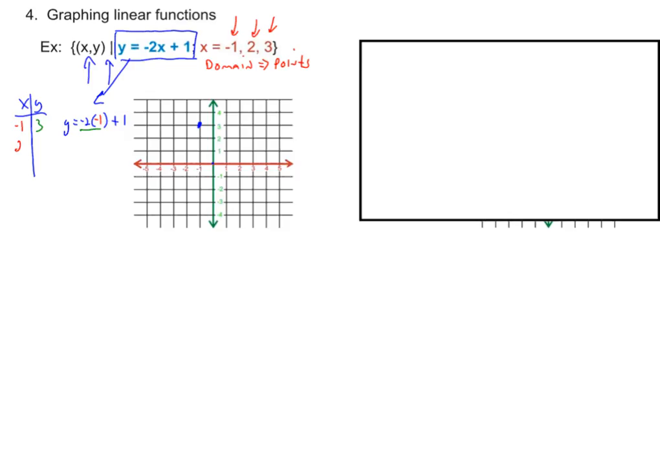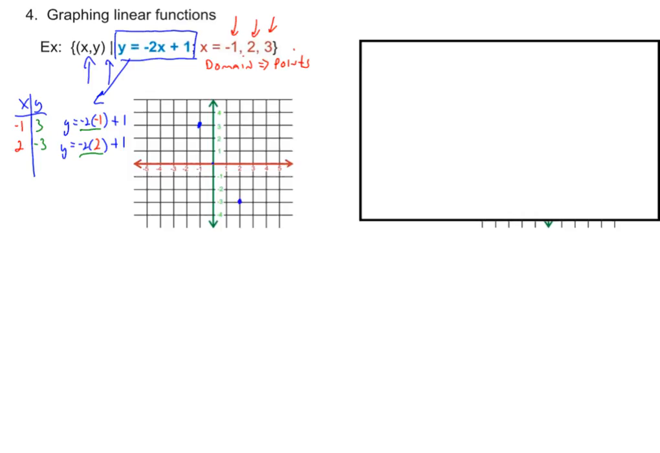All right, I'm also supposed to use 2 as the domain. So again, y equals -2, parentheses where my x is. Stick in my 2. Again, a -2 times a 2 now is a -4. A -4 and a +1 is a -3. So I have the point 2, -3. 2 to the right and 3 down, right there.